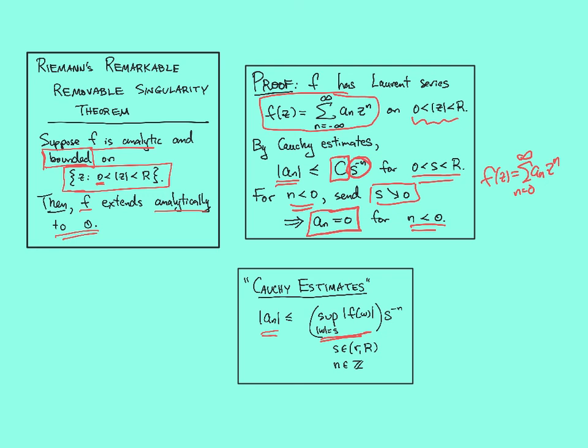So this theorem is really important and will enable us to give a pretty detailed description of all the possible singularities of analytic functions. So if a function is bounded near a singularity, it has to be analytic. So what are the other things that can happen? Well, we'll see that in the next video series.